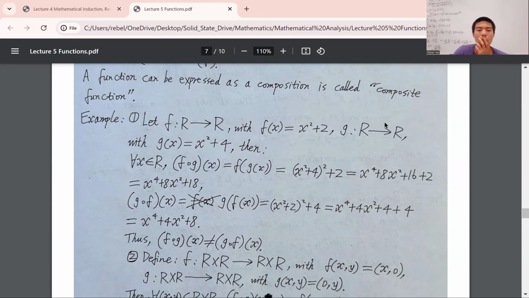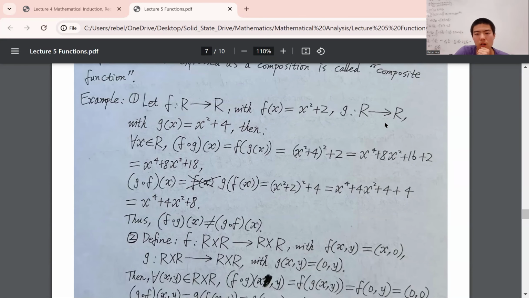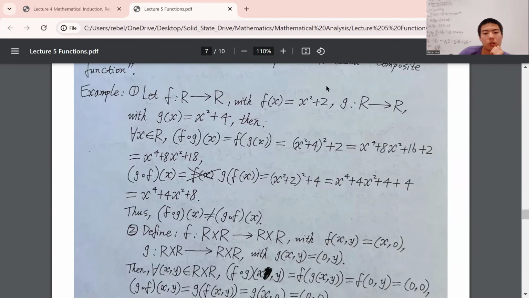So there are some examples about function composition. So let f go from real numbers to real numbers, with f(x) equal to x squared plus 2, and g(x) equal to x squared plus 4. So we can see f.